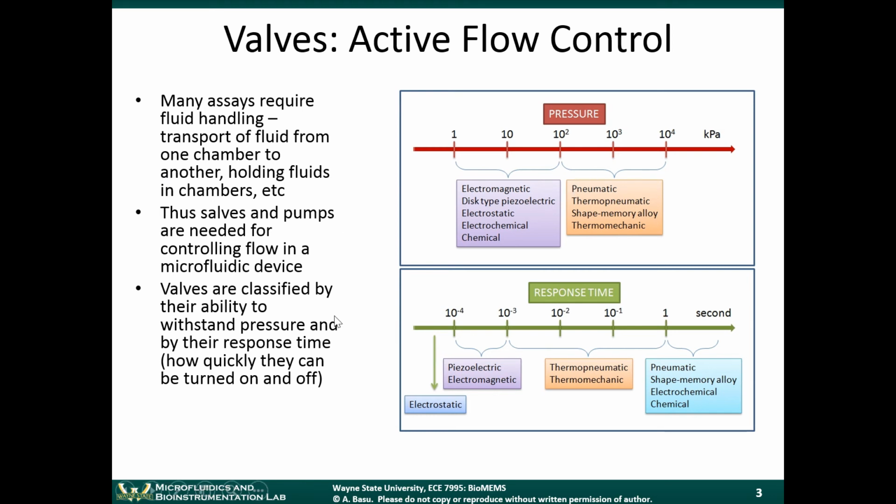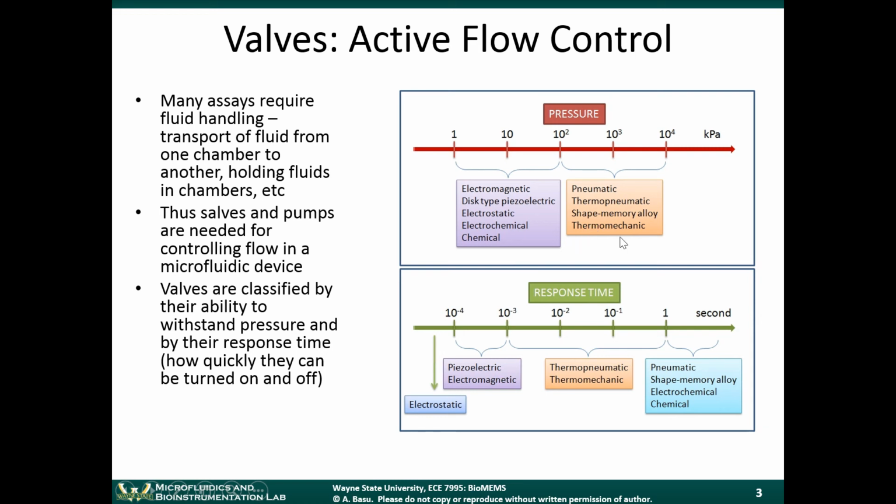Now, valves are classified by their ability to withstand pressure and by the response time. In other words, how quickly they can be turned on and off. The valve open, valve closed, that's the response time. And if we look at a few examples here, there are many different technologies that are used for active valves, things that can be turned on and off by some type of signal. There are the pneumatic valves that respond to gas pressure. We'll talk about those. Thermopneumatic uses some type of temperature to cause a pneumatic change. Shape memory alloys are metals that, if you put a voltage on them, change shape.